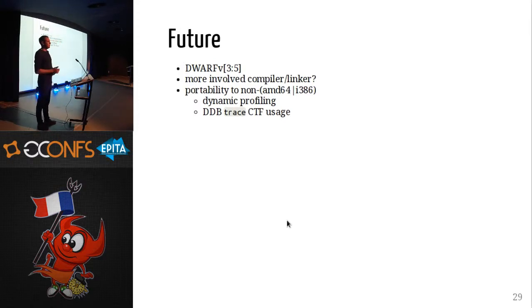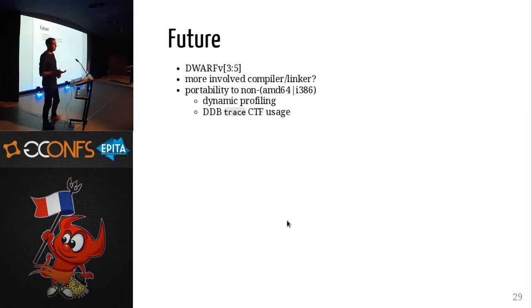Of course, there's still a lot more work to be done. For example, we could make an effort in catching up on modern or more recent DWARF versions. We could cut out CTF-conf and see if the compiler could actually be made to work for us, since it already knows all the types and everything that has to go into DWARF. Why not make an intermediate step and generate CTF right away?